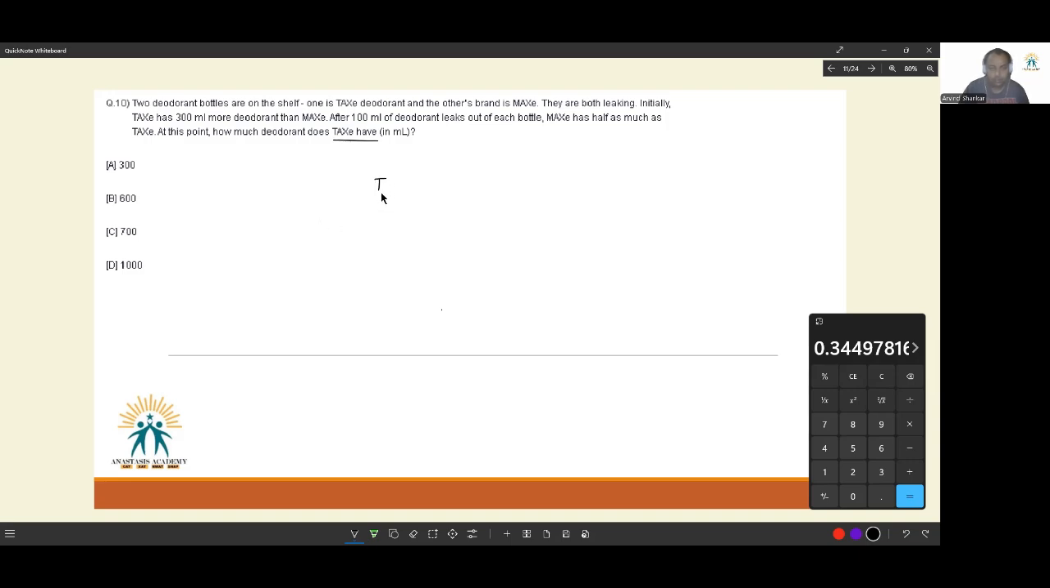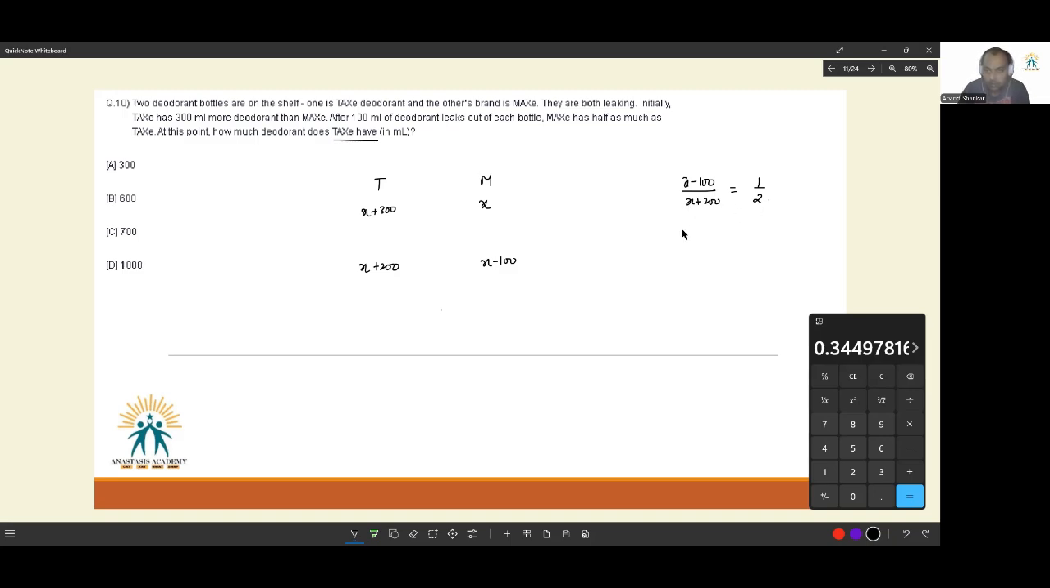Let's say Taxi initially had 300 more than Maxi. So if this is X, this is X plus 300. 100 is drained out from both. So X minus 100 and X plus 200 is left here. Okay. Now Maxi is half as much as Taxi. X minus 100 by X plus 200 is equal to 1 by 2. So gap of 300, so this is 600. X is 400.